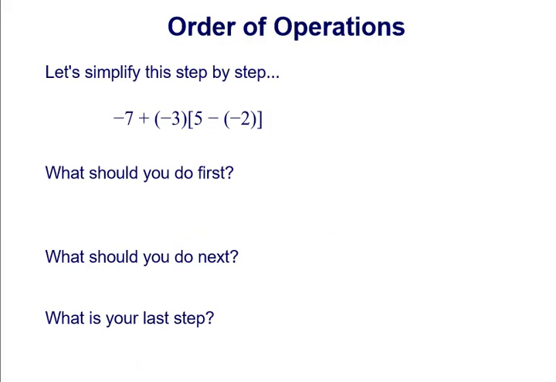Let's look at another example. Not as many operations, but again, we have to remember PEMDAS. We have to follow the order of operations. So let's simplify this step by step. We have -7 plus -3 times the quantity of 5 minus -2. So what should we do first?